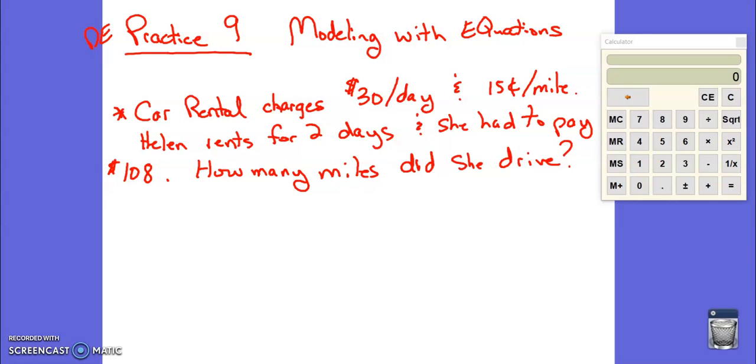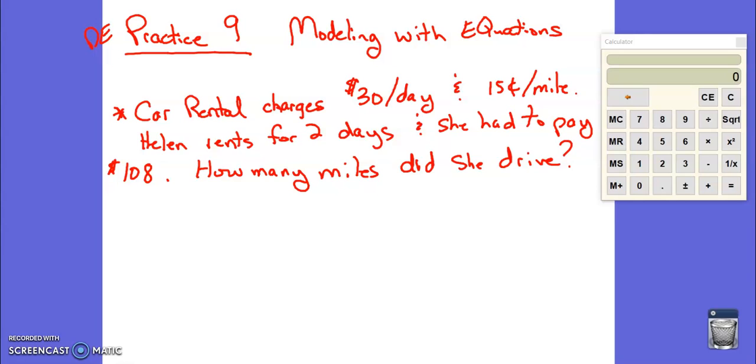All right, this is Practice 9, modeling with equations. This first illustration, a car rental charges $30 every single day. So one day would be $30, 2 days would be 60, 3 days would be 90, and they also charge 15 cents every single mile that you drive on the car. Well, Helen rents the car for 2 days.